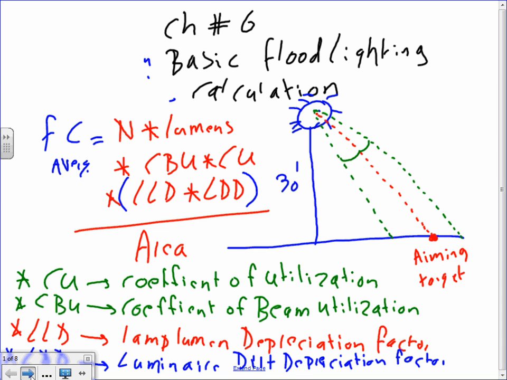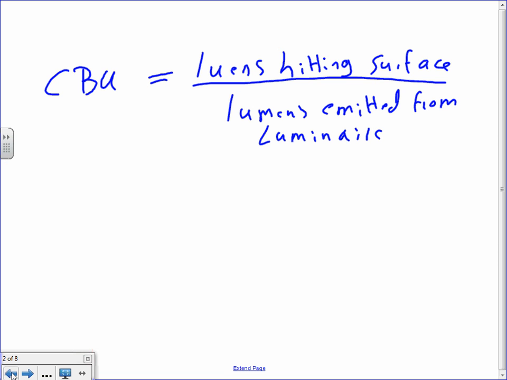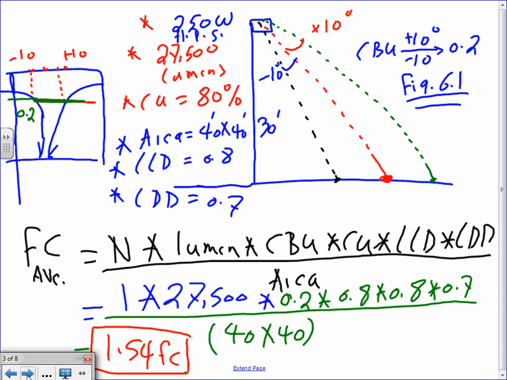The average method. Here's the example. We've done how to calculate the lumen, the coefficient of utilization, lumen hitting the surface divided by lumen emitted from the fixture. And we took an example based on coefficient of beam utilization, and we plugged all the numbers on an area, and we found 40 by 40, we found it's a 1.5 foot candle.